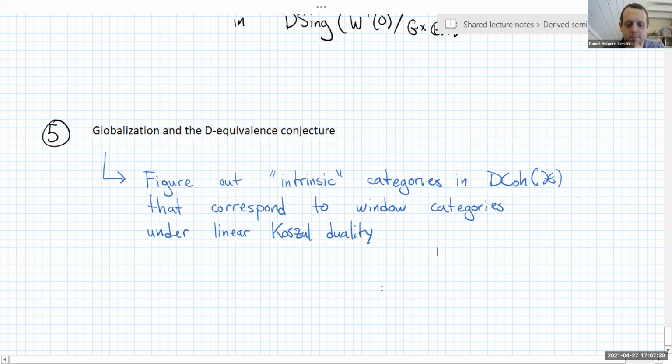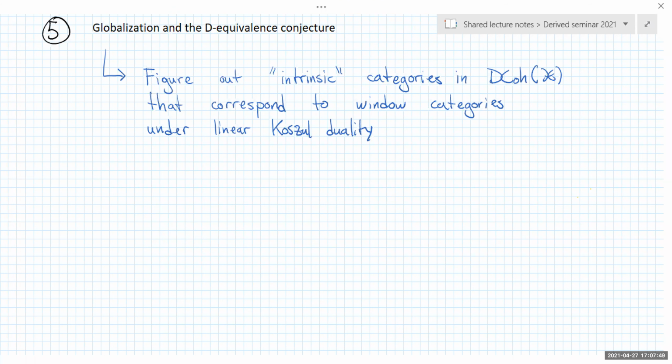Yeah. So the window categories were defined in terms of certain weights. And so I'm not sure I understood what you were saying about these intrinsic categories in the derived stack X, but is that because these weights are defined globally and not only locally, or is that not it?